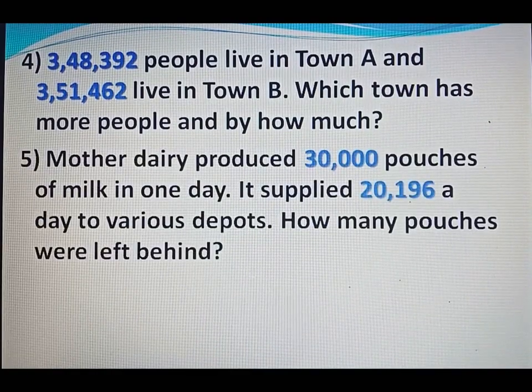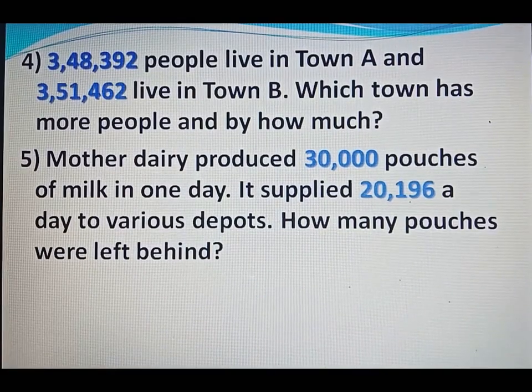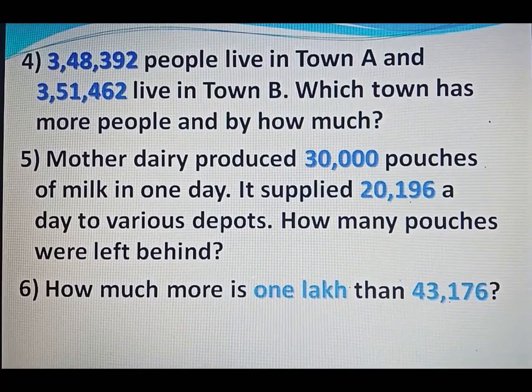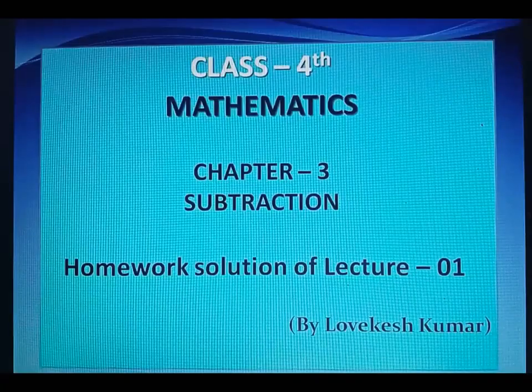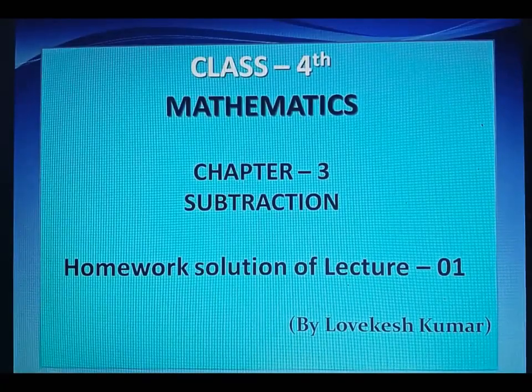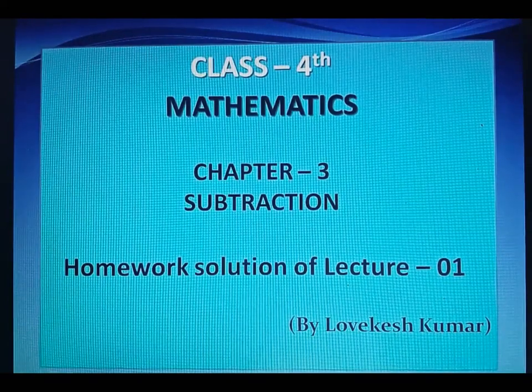Question number 5. Mother Dairy produced 30,000 pouches of milk in one day. It supplied 20,196 a day to various depots. How many pouches were left behind? Question number 6. How much more is 1 lakh than 43,176? Now I will discuss the solution of homework assigned in lecture number 1 of chapter number 3, subtraction.